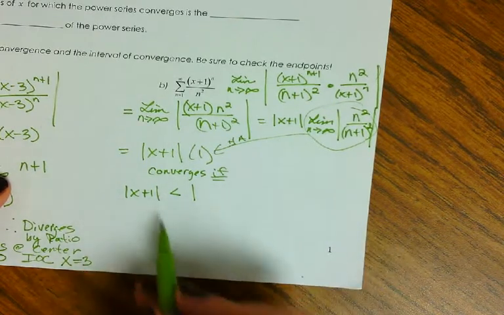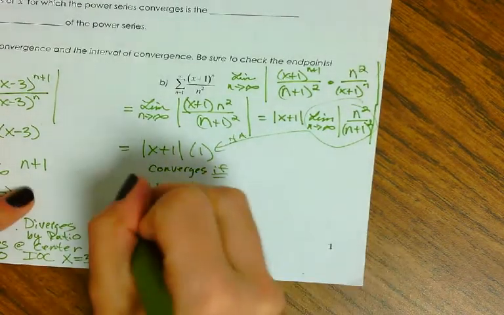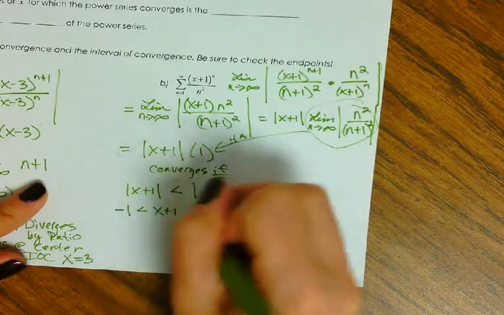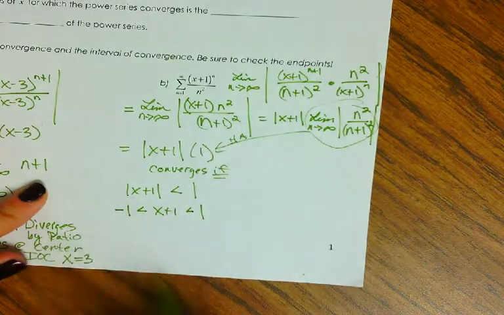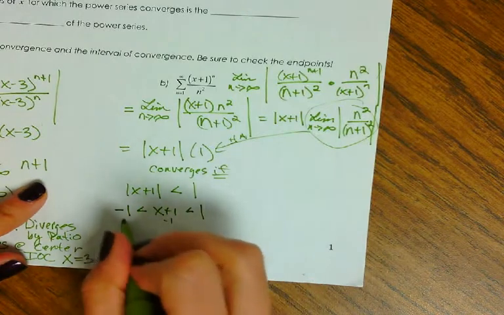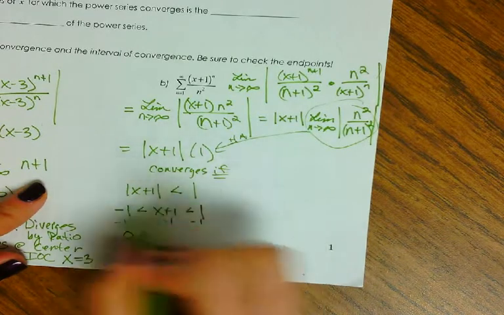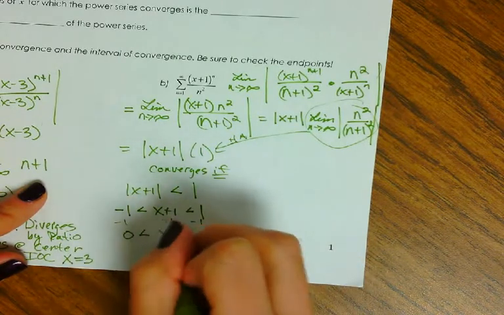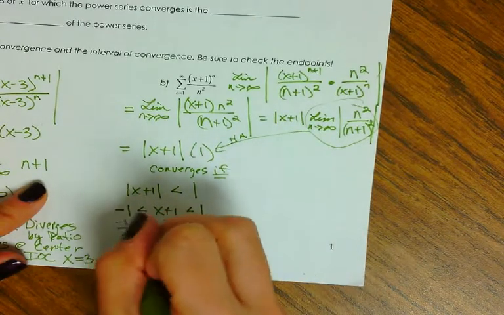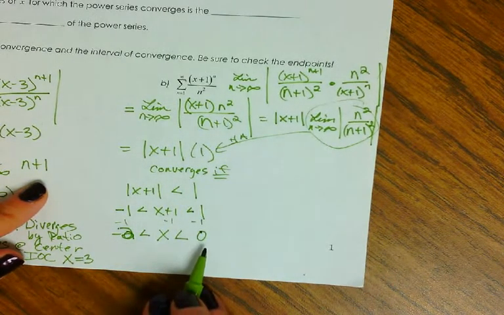So what you're going to do is solve an absolute value. You might remember from Algebra 2, to undo an absolute value, you set it up like this. You say -1 less than x plus 1 less than 1, right? You just make that negative on the other side, and you solve it. Whatever you do to the middle, you have to do to each side. So if you subtract 1 here, you need to subtract 1 and subtract 1. So that means that this inequality is true when x is between negative 2 and 0.